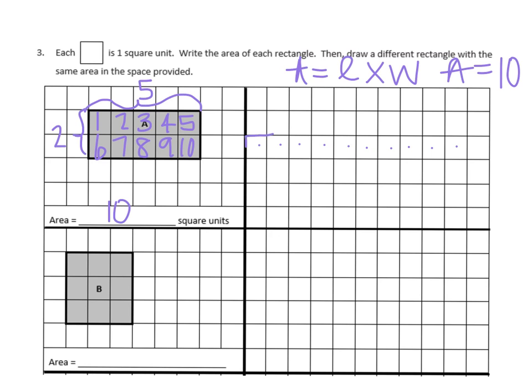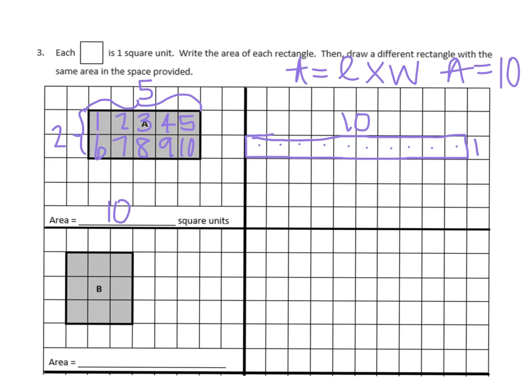So I'm just going to have 1 square unit as my width, and then 10 would be my length. So that equals 10 as my square units.